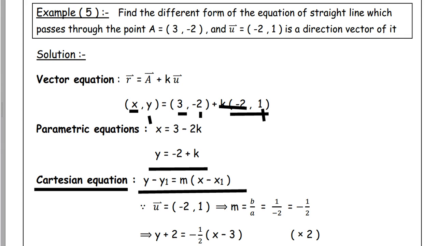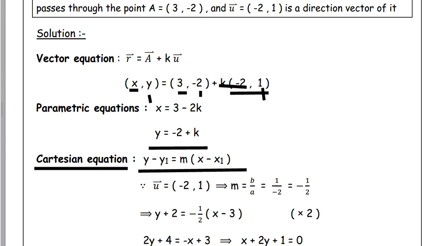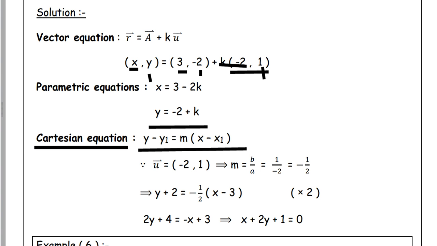So to find the slope, divide what? B over a. So 1 over negative 2, negative half. So here I have the slope. It is negative half. So to form the equation, y minus negative 2, it is y plus 2, equals negative half, which is the slope, by x minus 3. So 2y plus 4 equals negative x plus 3. By another way, we can say x plus 2y plus 1 is 0.